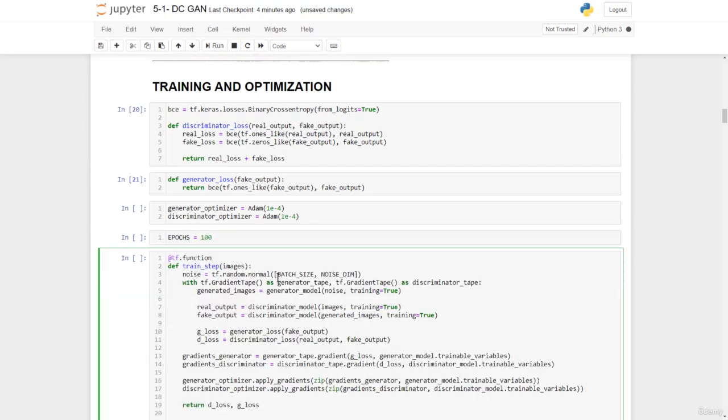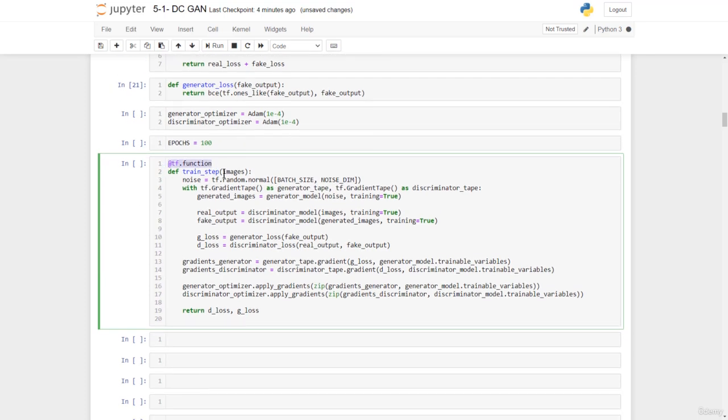Then we have the train step. We have this to use the graph mode while training. We have the noise, which is generated right here. And then the gradient tape for the generator and the discriminator. With this, we generate the images using the noise we had declared right here. We're in train mode. We have the generator model, and once we generate this image, we have actually created the fake images. So we have the real output, when the real images pass through the discriminator model, while the generated images coming from the noise pass through the discriminator model, producing the fake output.